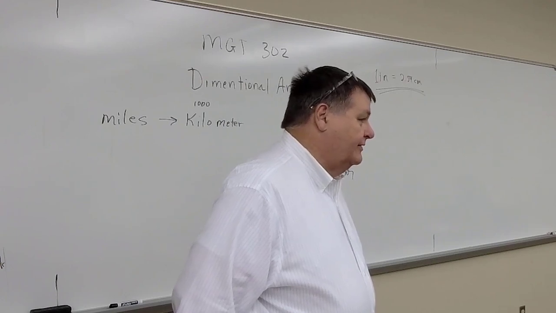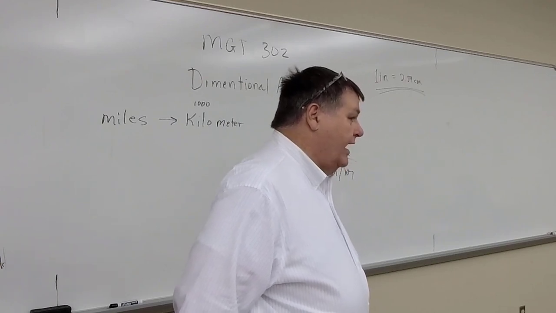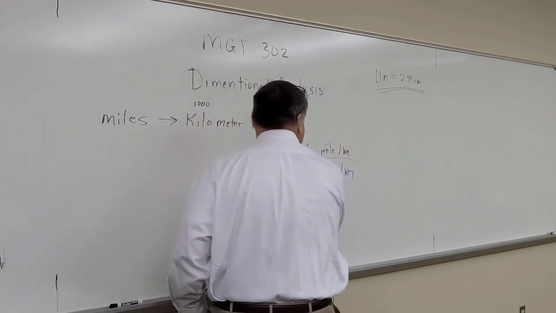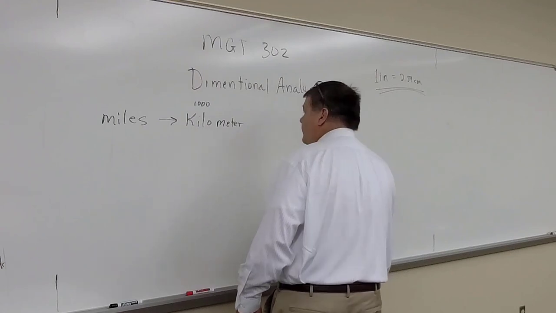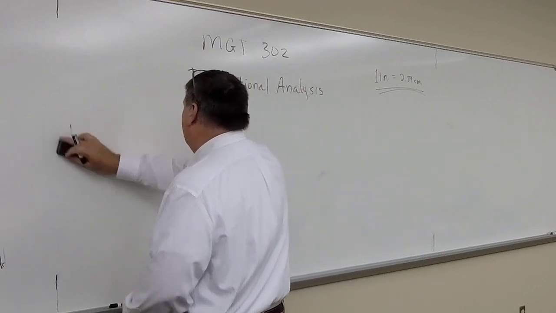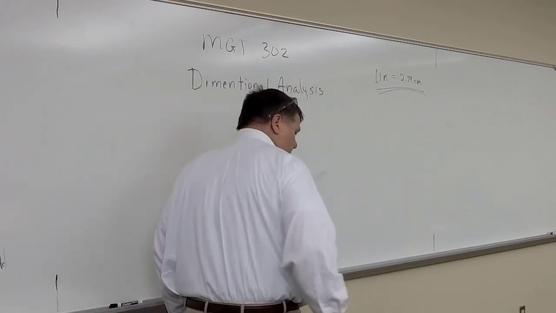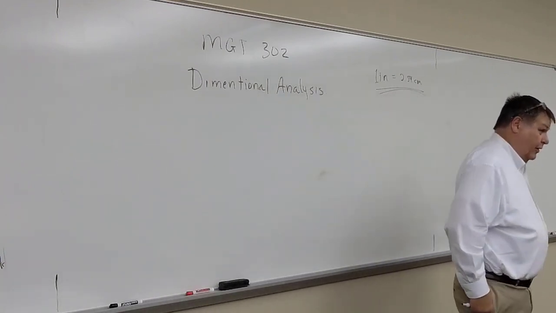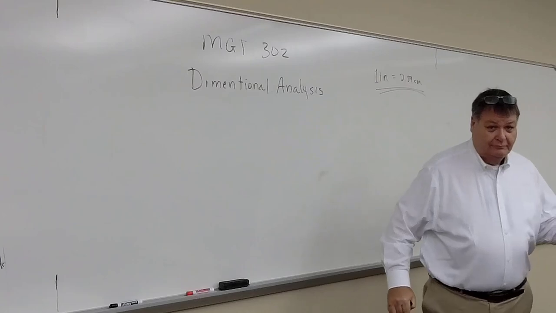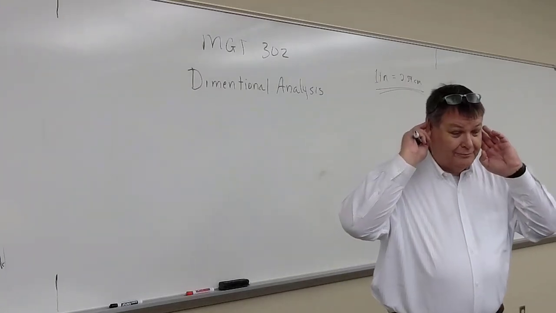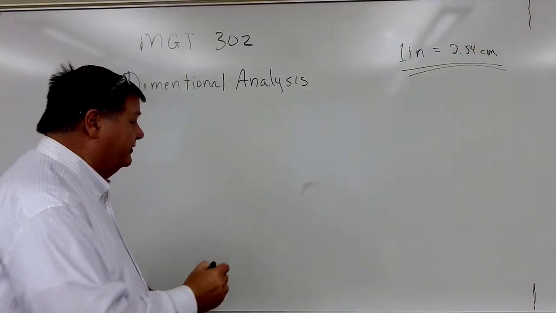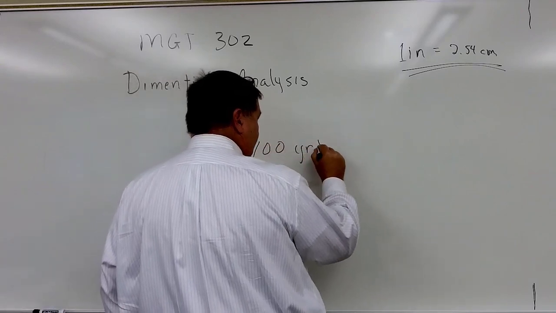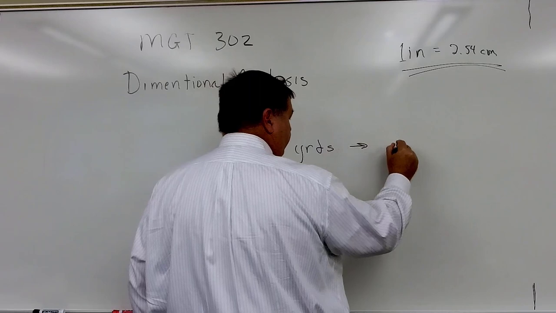Okay, so we're going to take an example, and you're going to use the dimensional analysis that we learned on Friday. Work with you here. And I want you to convert the length of one football field, which is how long? 100 yards. American football field. 100 yards. To meters.